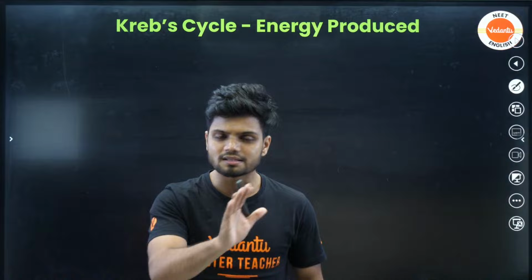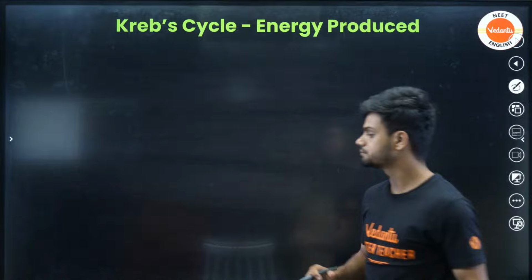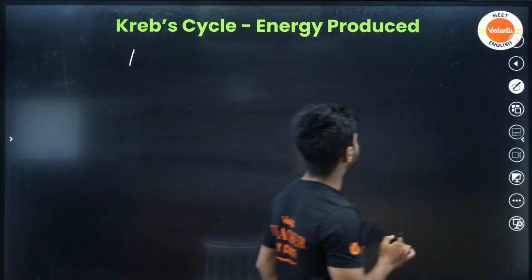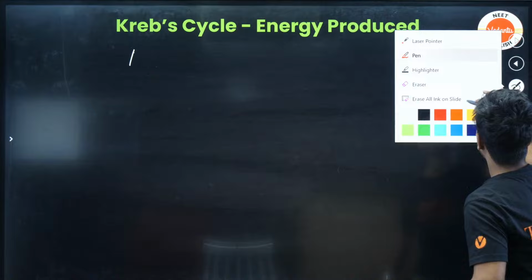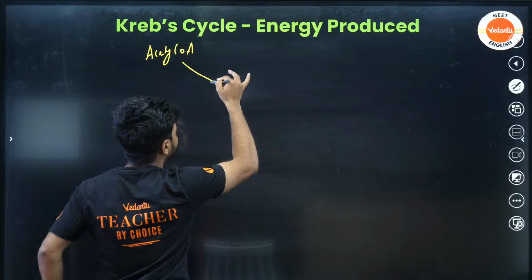NCERT is giving an incomplete diagram. I am making a complete diagram now. Okay? Let's start. With full josh, can we start the Krebs cycle? Students, I told you in the link reaction, we have the acetyl coenzyme A. Yes, we have the acetyl coenzyme A here. From this, acetyl coenzyme A is entering the Krebs cycle.